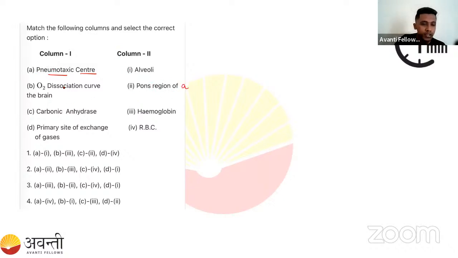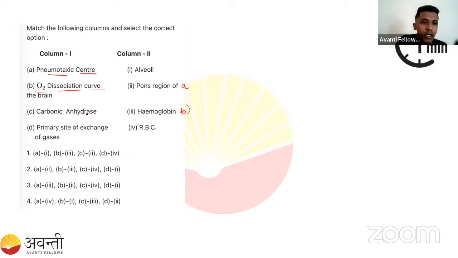Okay, next one, oxygen dissociation curve. When it comes to the O2 dissociation curve, we are talking about how oxygen binds to the hemoglobin, correct? How the oxygen gets associated with the hemoglobin, and then what are the factors that influence the oxygen coming out of the hemoglobin. That is why we call it dissociation, right? So our B, that is the oxygen dissociation curve, is with respect to hemoglobin. Why? Because hemoglobin is the vehicle which carries the oxygen molecule, correct?